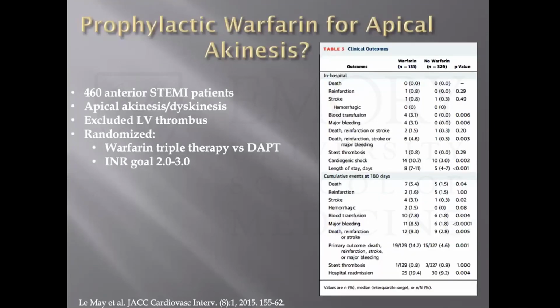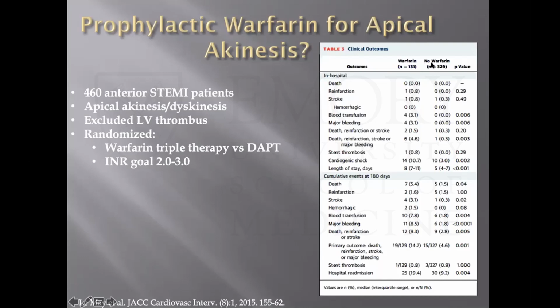Now, if you see an aneurysmal apex but no thrombus, well, can we prevent events like stroke or recurrent coronary emboli with prophylactic anticoagulation? Well, there was a trial done a couple of years ago that looked at 460 anterior STEMI patients and randomized them between dual antiplatelet and warfarin triple therapy, which you can argue is a little bit out of date now because we know that triple therapy is probably not as good.